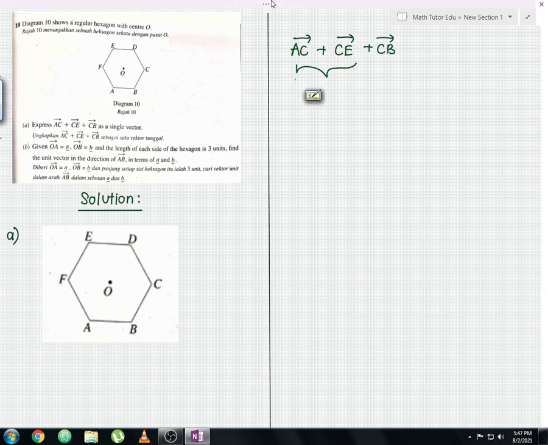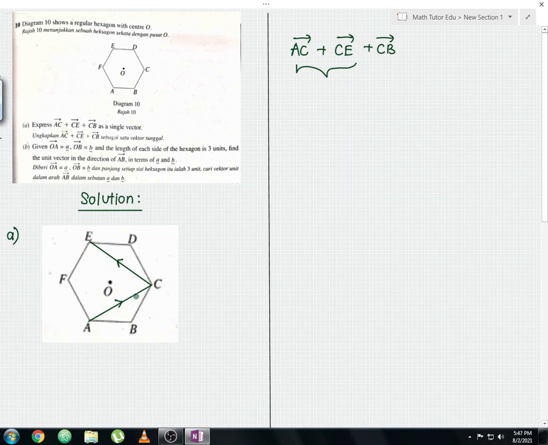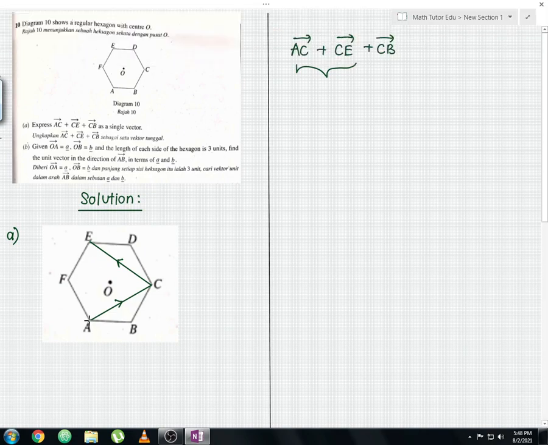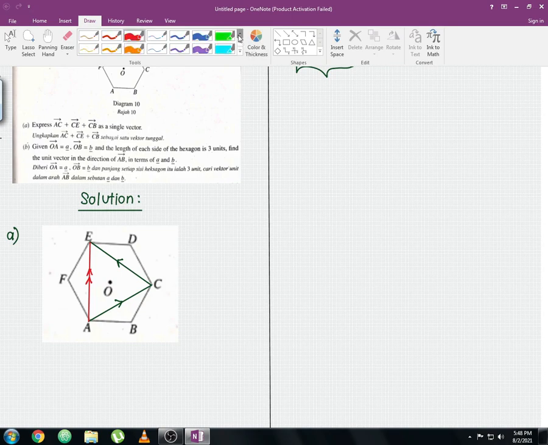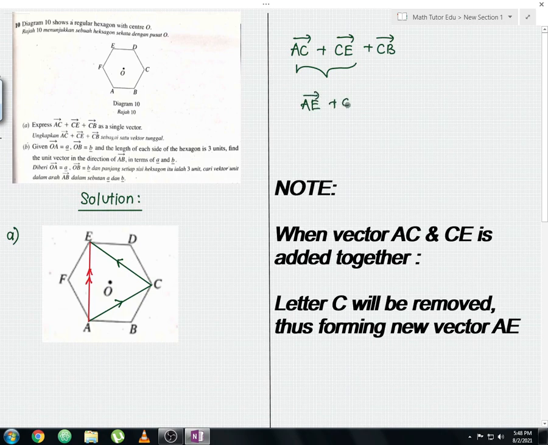Okay, if you don't get it, let me draw it for you. So this is the vector AC and this is your vector CE, and of course I have to label it. These two vectors you can combine them into one single vector, which is vector AE. So how are you going to do that? So this is your vector AE, which is your resultant vector. This concept is through the addition of two vectors. Vector AC plus vector CE. So when you plus these two, you will get vector AE. And then you plus with vector CB. So I hope you understand the concept so far.